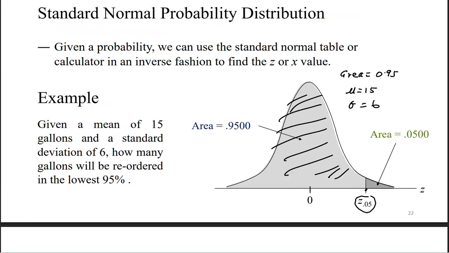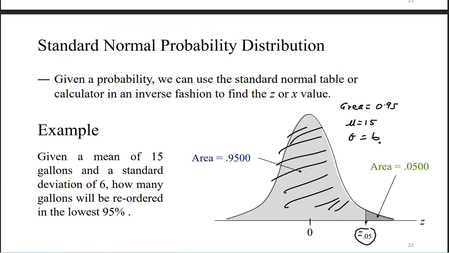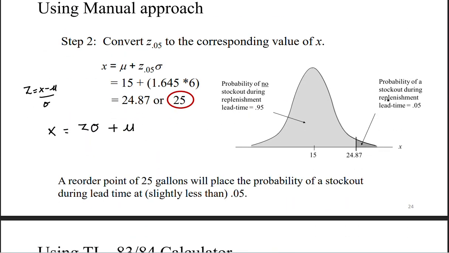Now, from the question, we know that the mean is equal to 15, the standard deviation is equal to 6, and so knowing z is now 1.65, I'll just go 1.65 here, times the standard deviation, which is 6, plus the mean of 15.